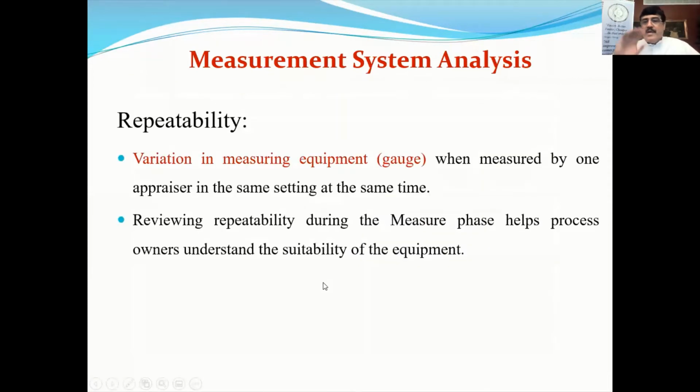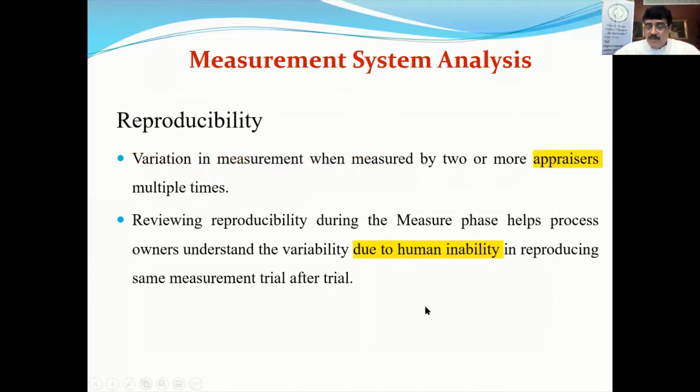All right. So we have repeatability and we have reproducibility. So what is repeatability? Again, as we said, very simple. It's variation in measuring equipment. It's a variation in the gauge. So that's what repeatability is. And I'm having a problem, I guess, with my cursor here. And reproducibility is due to human inability to reproduce the same measurement, basically.